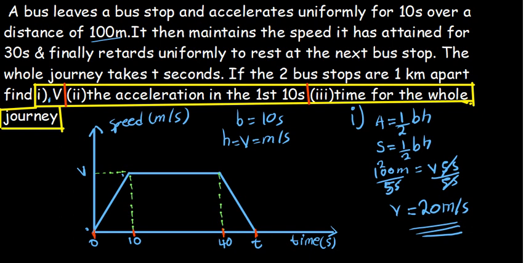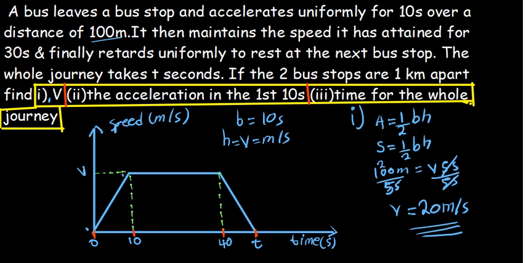The next question says, find the acceleration in the first 10 seconds. It becomes easy for us to find the acceleration in the first 10 seconds. Remember, our value of v, we have found 20 meters per second, and we want to find the acceleration. Hence here we can just put our 20 meters per second. Such questions are very interesting. If we are dealing with physics, we know acceleration is velocity final, or speed final, minus initial velocity, divided by the time that is taken.